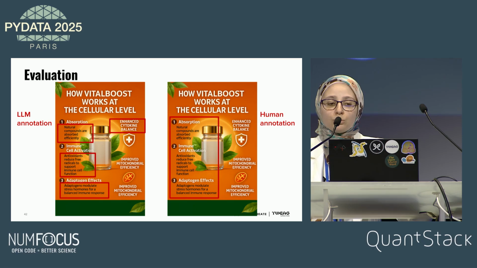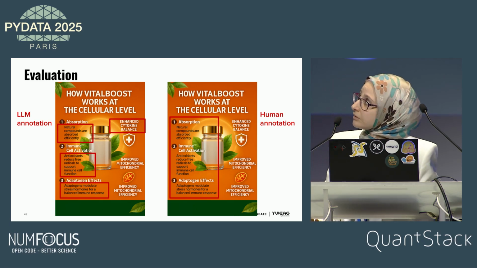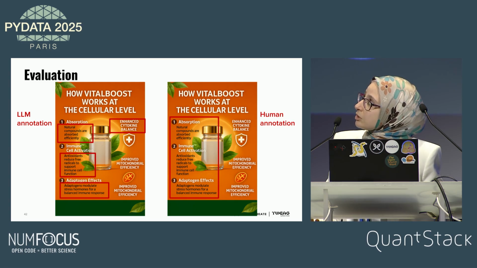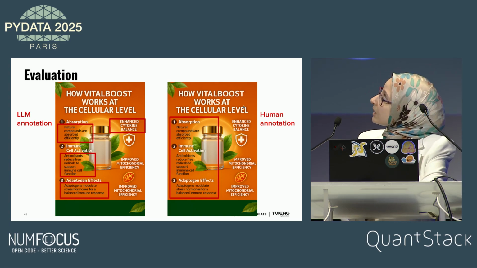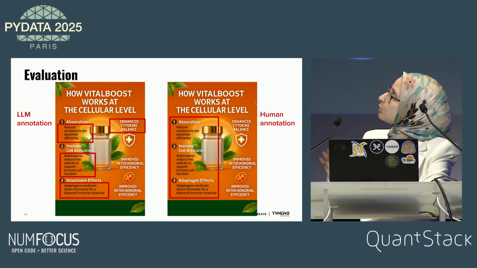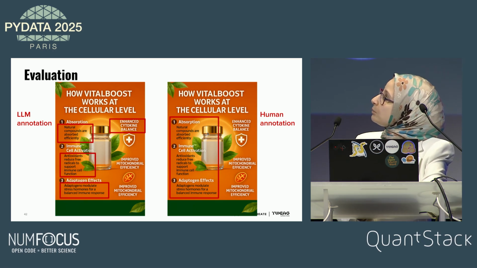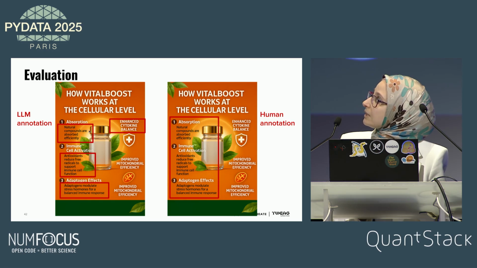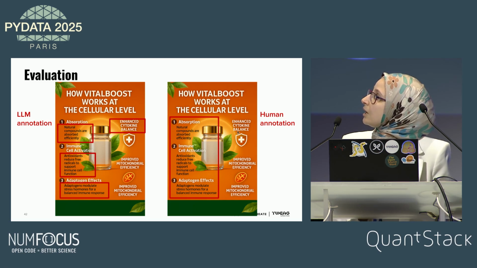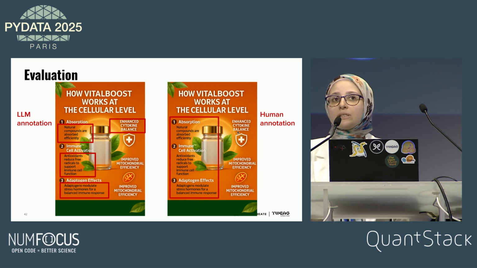I'd like to talk about evaluation just a little bit. I won't have time to delve into this deep, unfortunately, but let's just look at this for a second. This is the same brochure, but on the right-hand side you have the human annotation, and on the left side you have the LLM annotation. You can see that we have 3 claims here, and then we have a claim here that isn't annotated here. Who can guess what's the accuracy, the recall, the precision of the LLM output here?